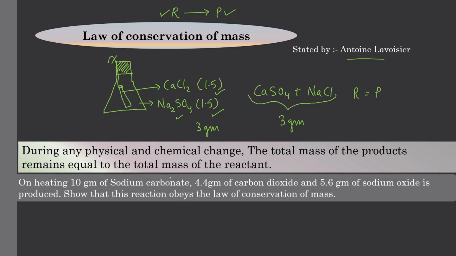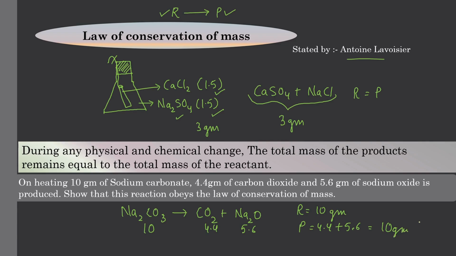Based on that, an easy question we have is: on heating 10 gram of sodium carbonate, we get 4.4 gram of carbon dioxide and 5.6 gram of sodium oxide that is produced. Show that this reaction obeys the law of conservation of mass. Here it's very easy. It's 10 gram given, 4.4 of carbon dioxide and 5.6 of sodium oxide. Mass of reactant given to us is 10 gram. Mass of product is 4.4 plus 5.6, and total we get 10 gram. Hence we prove the mass of reactant is equal to mass of product.